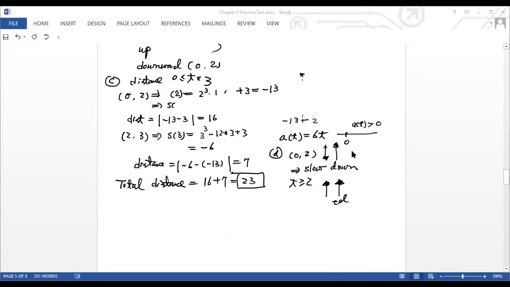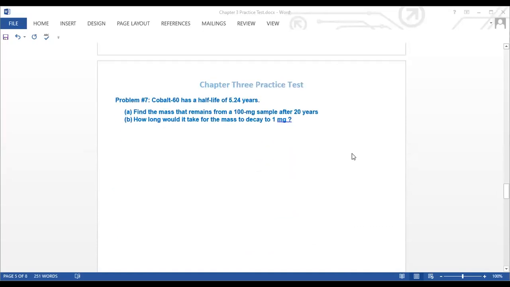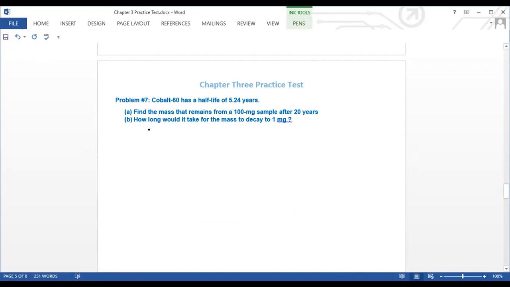We finished number 6, so now it's number 7. The first problem: Cobalt 60 has a half-life of 5.24 years. I want to find the mass that remains from a 100 milligram sample after 20 years.